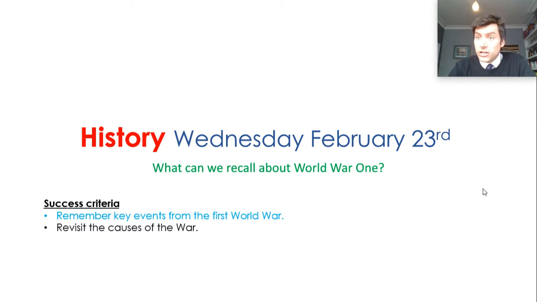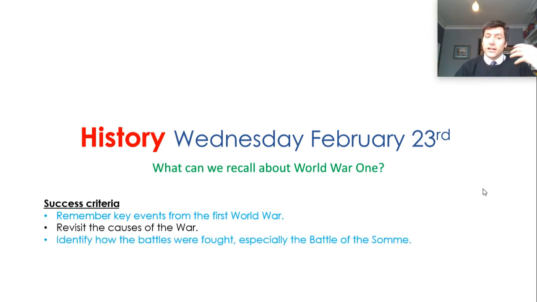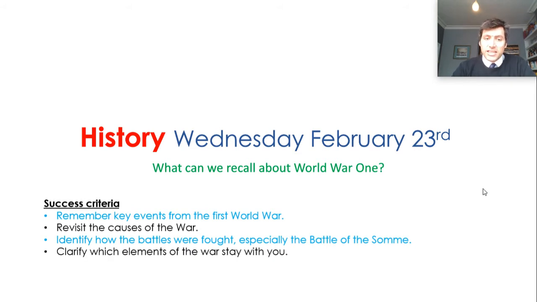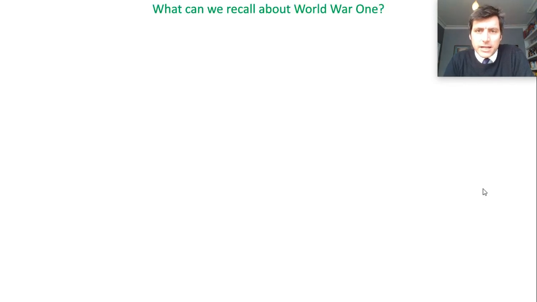You're going to revisit the causes of the war, so we're going to look at why the war happened. We're going to identify how the battles were fought, the methodology within those battles, especially the Battle of the Somme, which is the battle we've looked at particularly from 1916. And we're going to think about which parts of the war reside in your head, based on our four lessons so far and your previous knowledge. It'll be interesting to see what has affected you when reading about the war so far.